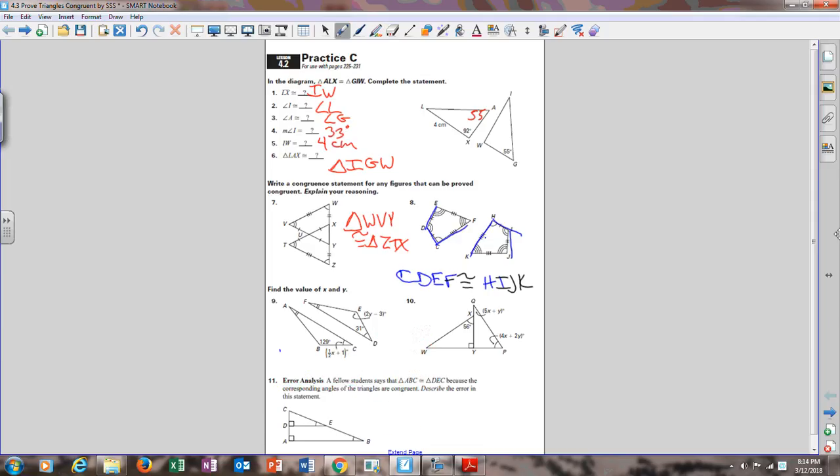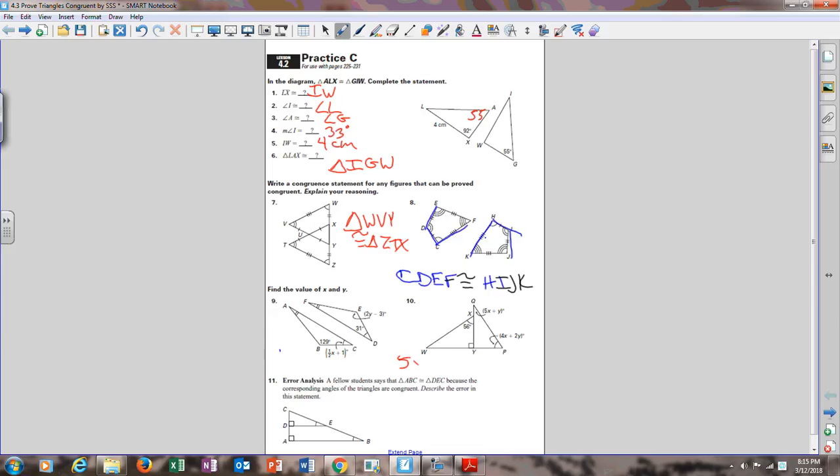Number 10. This angle is equal to 4x plus 2y. Okay. Then this angle here is 90. So this is a tough one because we're going to have to end up using a system of equations to figure out which is which.